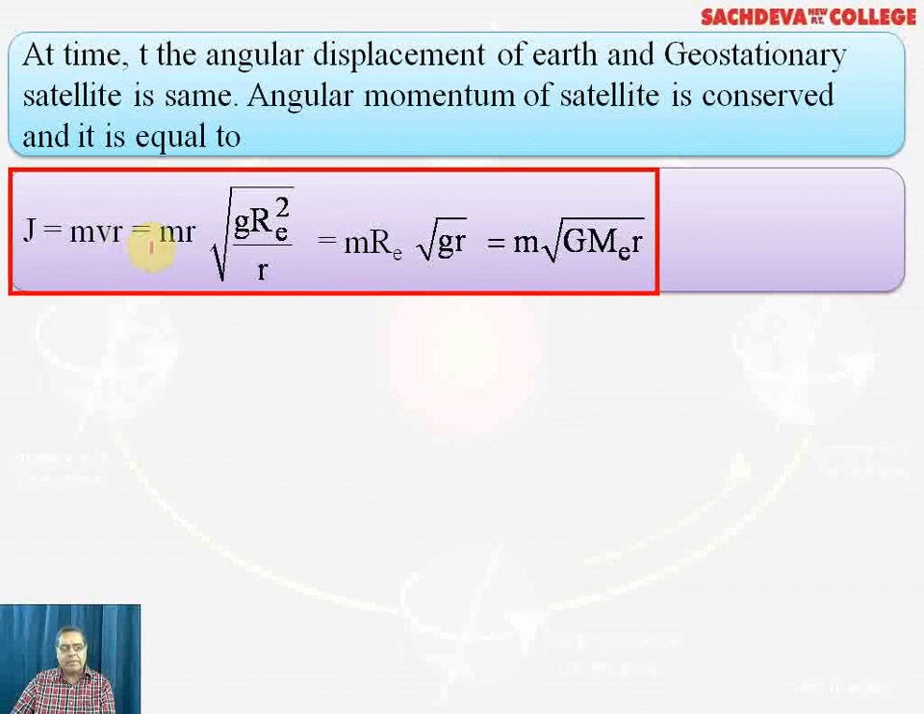Now m and r are kept outside the root sign, and for v we will put the value, that is root of g Re squared. g is acceleration due to gravity, Re is the radius of Earth. Now this can be further written as m into, and for r we can put the value Re under root gr, where Re is the radius of Earth, small g is the acceleration due to gravity, and r is the radius, and it can be written as m into under root G Me over r.